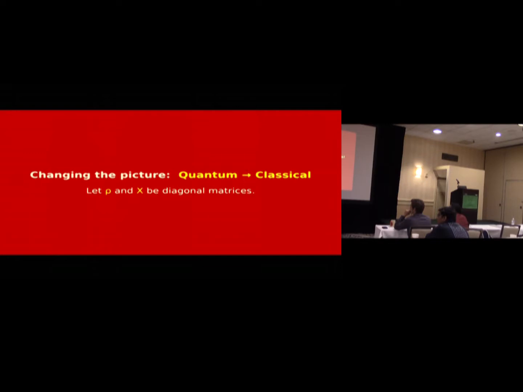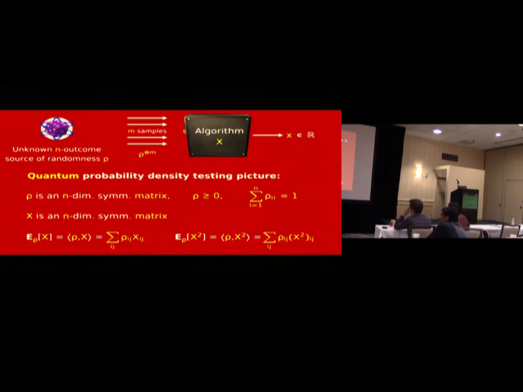I keep thinking it's going to be the next slide, but it's one more slide. Let me just say that in the quantum picture, if you want to go back to the classical picture, then just take all those matrices and assume that they're diagonal matrices. If you assume that rho and X are diagonal matrices, then everything exactly turns into the classical case, where the pi's are the diagonal of rho.